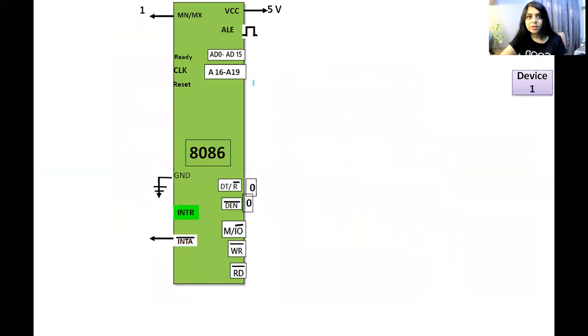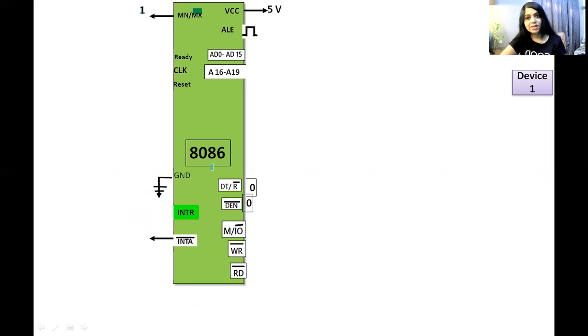Now first of all, let's see how to connect 8086 in minimum mode. This is the minimum/maximum bar pin of 8086. Maximum is active low and minimum is active high, and here we have to connect logic 1 because we want to use 8086 in minimum mode. 8086 in minimum mode means in a system there is only one 8086 operating.